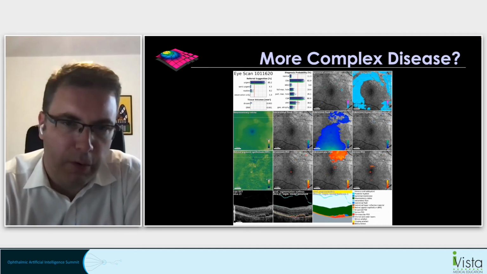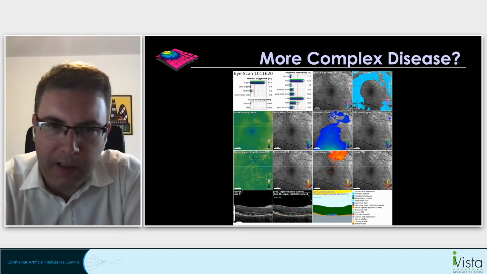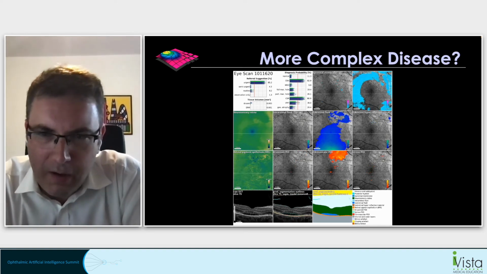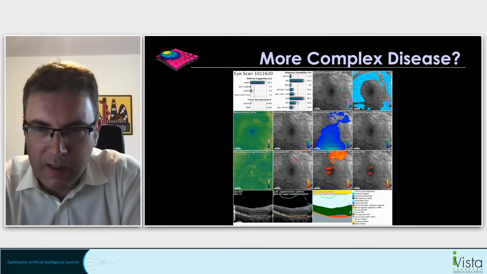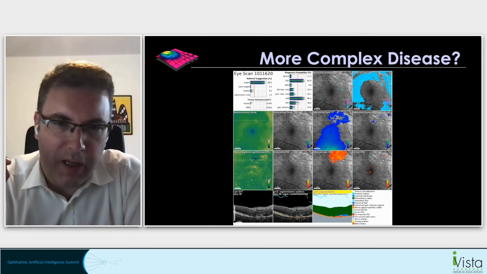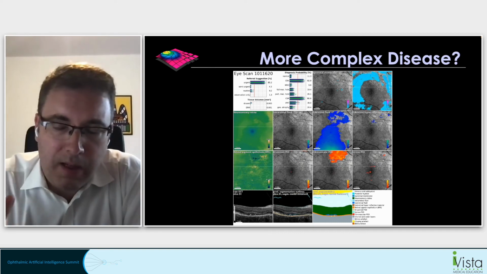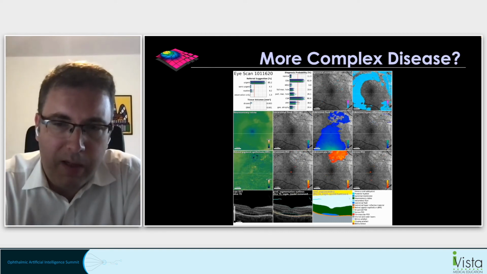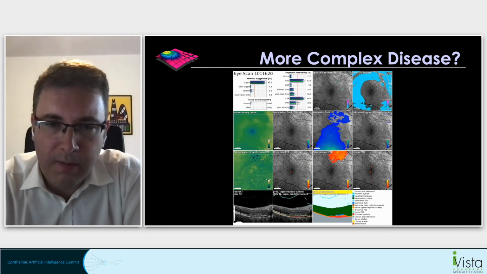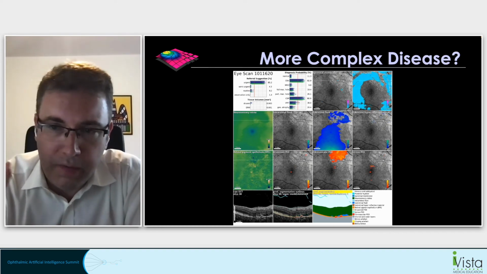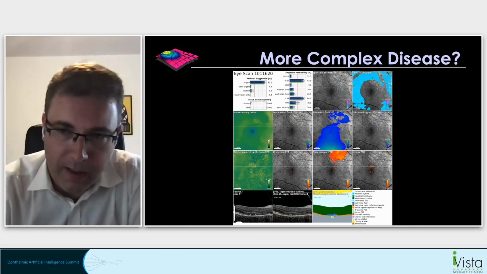So it says urgent referral, and gives a diagnosis probability of CNV and central serous retinopathy. So it does multi-class classification. The reason I like this is because I think a lot of ophthalmologists and even a lot of retina specialists would have diagnosed this case as being wet macular degeneration. But in fact, this is a case of central serous retinopathy with secondary CNV.